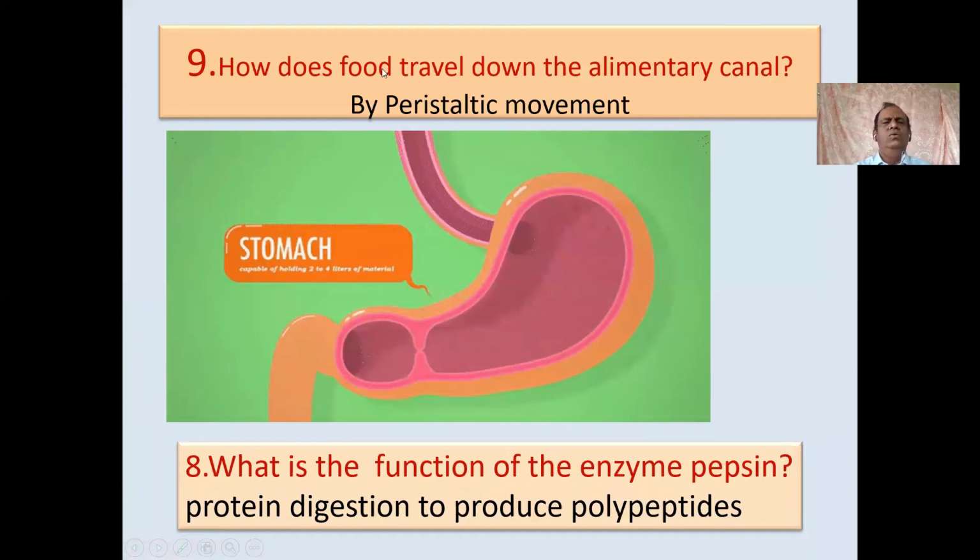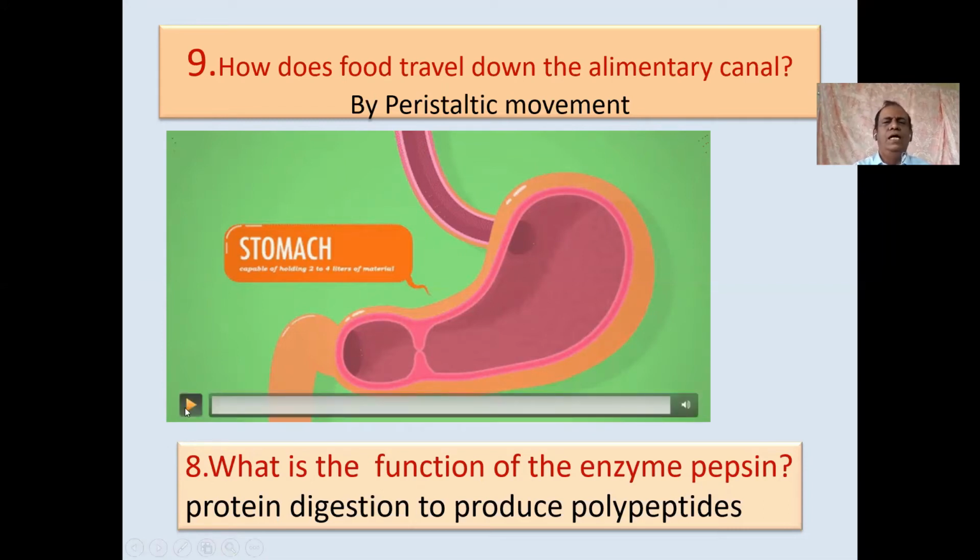After that, how does food travel down the alimentary canal? You know that is peristaltic movement. So the food travels through the digestive system, especially in the esophagus and the stomach. That movement is called peristaltic movement, and it is controlled by the autonomic nervous system.